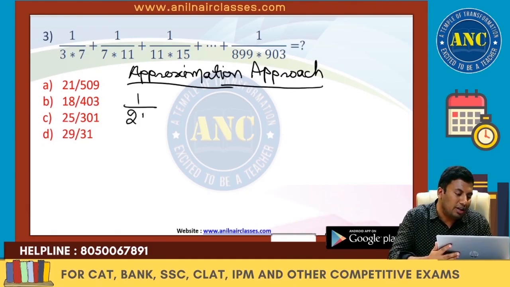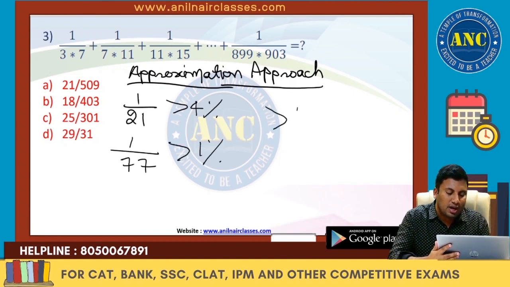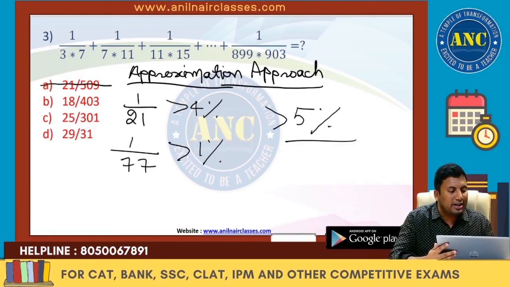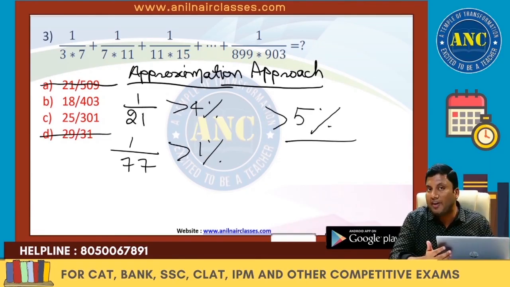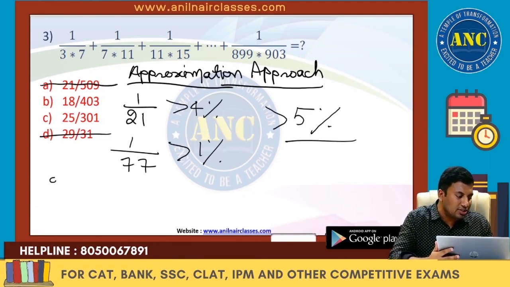1 by 21. 1 by 21 is greater than 4%. 1 by 7 into 11. 7 into 11 is 77. It is greater than 1%. So the answer should be greater than 5%. We eliminated this because 509 is not a factor of 301. We eliminated this because it is not a factor of 301. So the answer should be just greater than 5%.